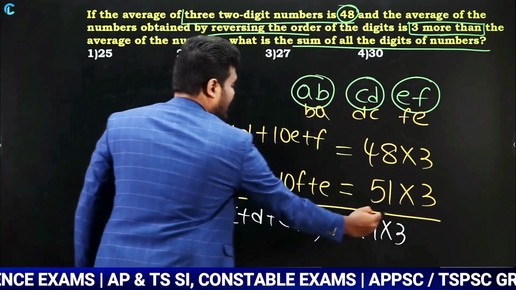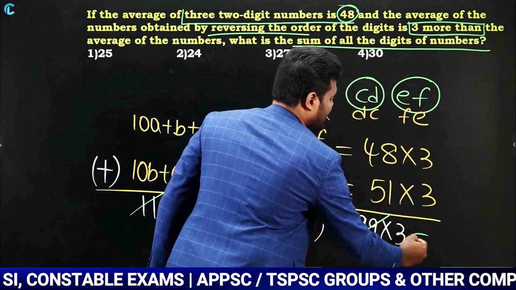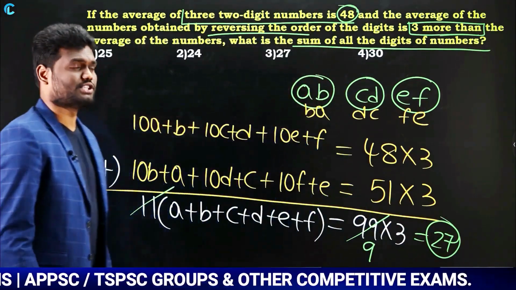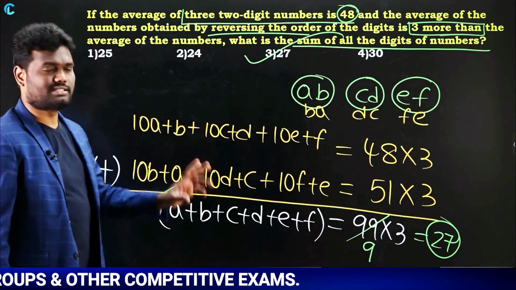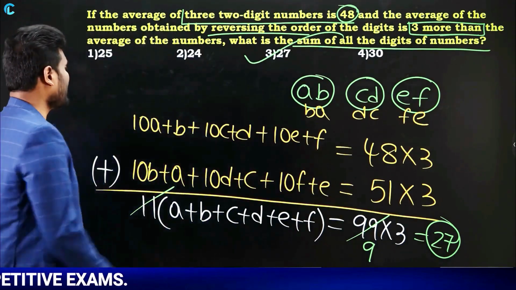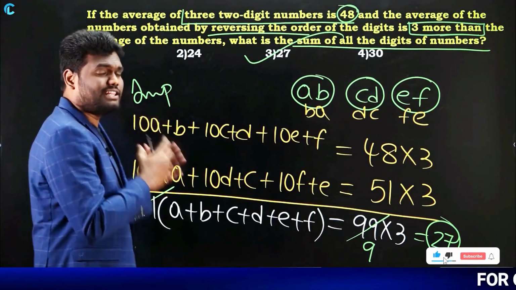So, calculate this. 99 cancels in 11. How many times? 9 times. So, 9 into 3, it is going to be 27. So, I can say that the answer for this question is going to be 27. So, what is the sum of all the digits in the number? The sum of all the digits in the number is nothing but 27. Very, very good question.